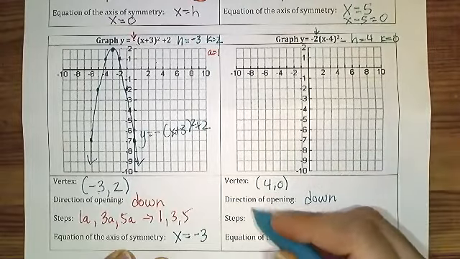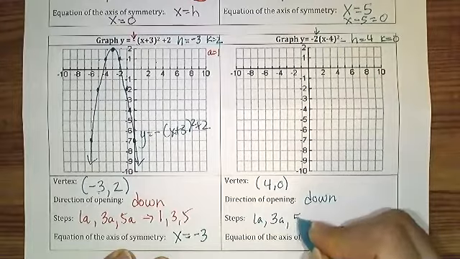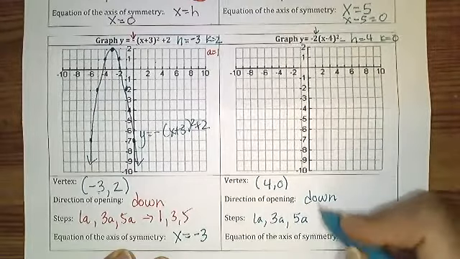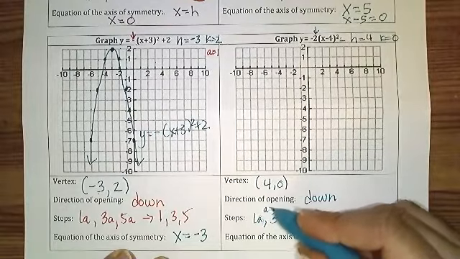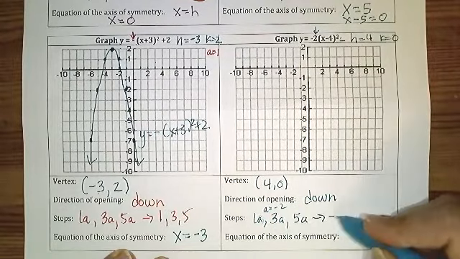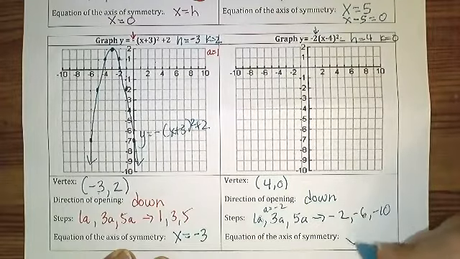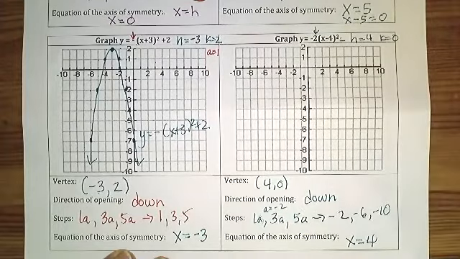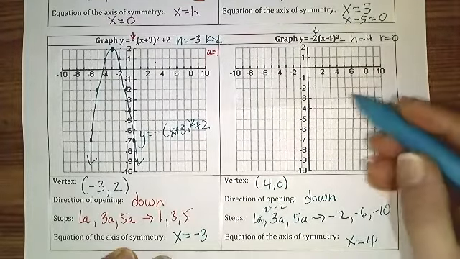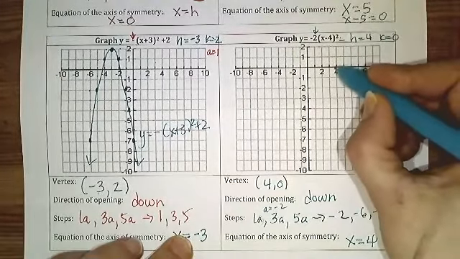And the steps we will use this time, using our 1a, 3a, 5a, are, we're just substituting in for a. Remember, a is equal to -2, so it'll be -2, -6, -10. And remember, the equation of the axis of symmetry is x is equal to our h value, which is 4. So let's first plot our vertex at 4 and 0.